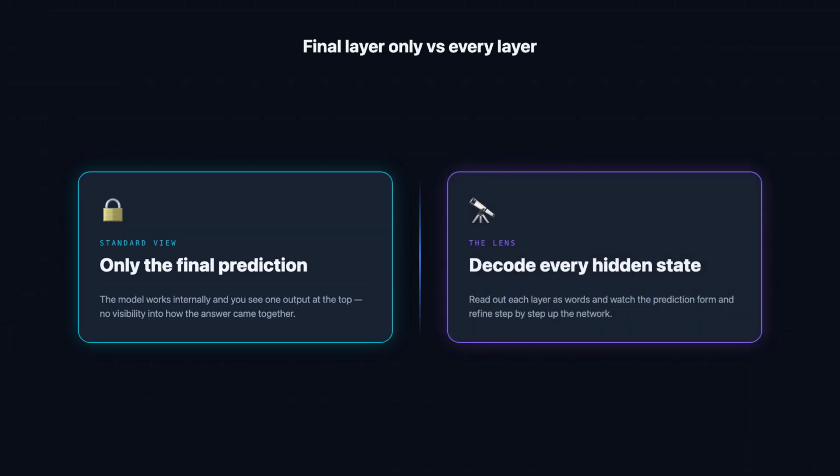Here the lens decodes every layer's hidden state into words. Suddenly you can watch the prediction form and refine, step by step up the network, turning a black box into something you can actually follow.